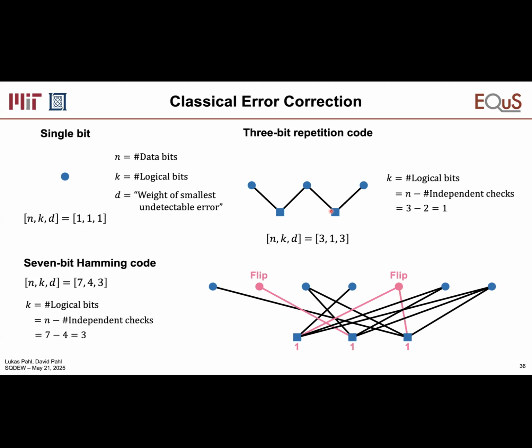All right, you flip another one, now all three are lighting up. But if I flip a third one, I can reset them all to 0. So 3 errors suffice to go undetected. That sets the distance of this code to 3. So this is how this works. NKD really describes the size of your code, how many logical bits you have, and the level of protection.